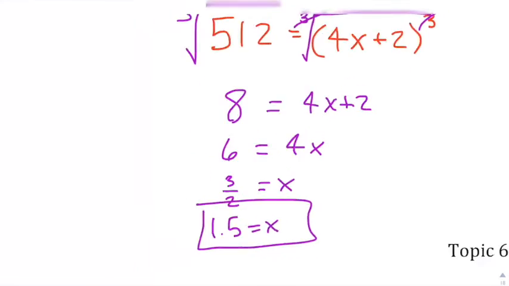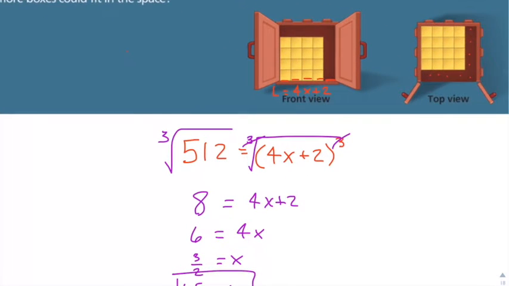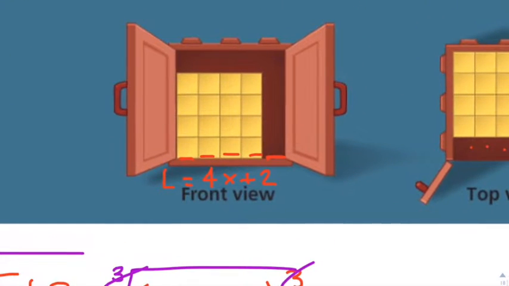So that means each dimension of the box is 1.5 by 1.5 by 1.5. Now, as far as how many extra boxes you could fill, if you only have a gap of 2 feet, you're not going to be able to put in 2 boxes there. So you're only going to be able to put 1.